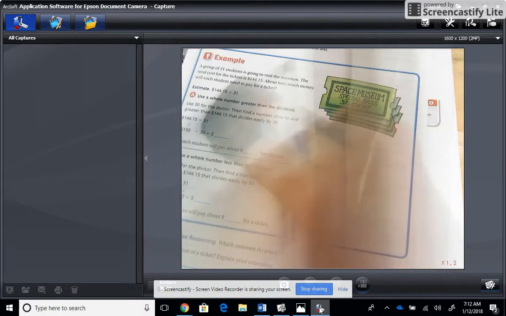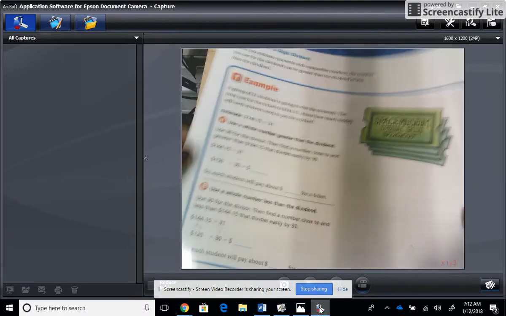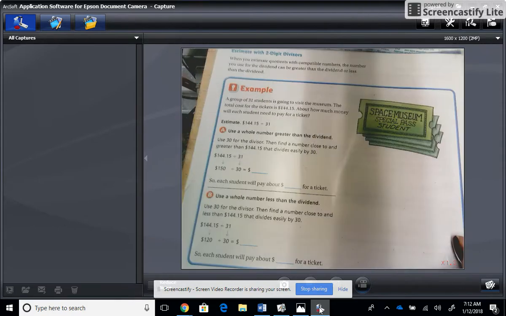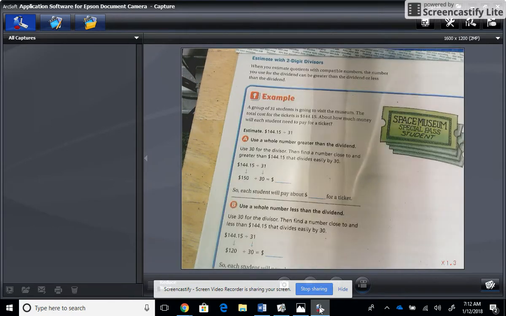Next one. All right. So when you estimate a quotient with a compatible number, the number used for the dividend can be greater than the dividend or less than the dividend. You just have to know, is your answer going to be close, high, or low? We did that when we subtracted decimals.